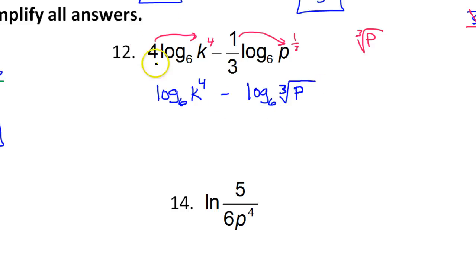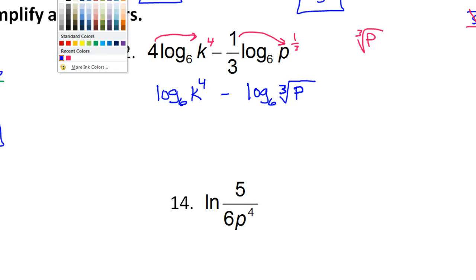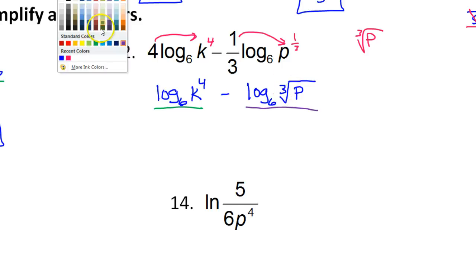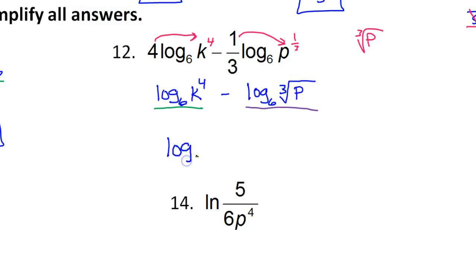Now, just like I did before, anything that's positive is going to wind up contributing to the numerator. So this is a positive term, so I will have k to the 4th in the numerator. This being a negative term will give me cube root of p in the denominator. So the final answer is log base 6 of k to the 4th power over the cube root of p.